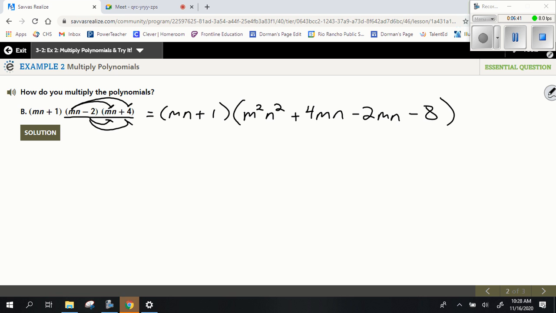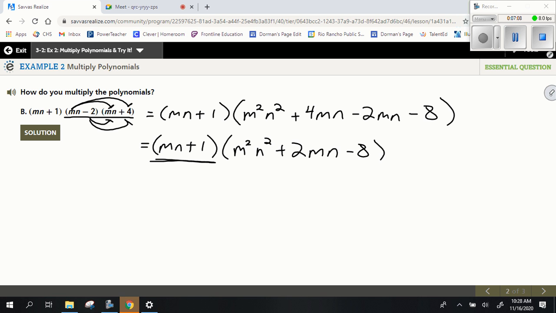Let's go ahead and combine like terms in those parentheses that we just filled with all of those products. So it looks like we can combine the mn terms. So 4mn minus 2mn is going to give me 2mn minus 8. Fantastic.